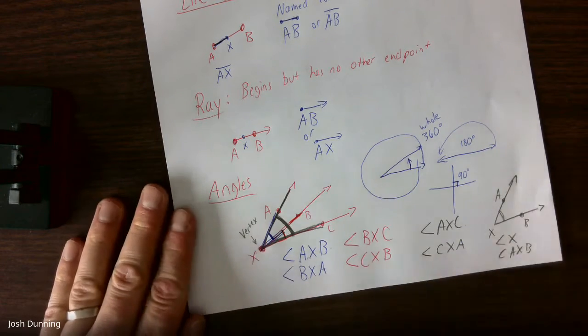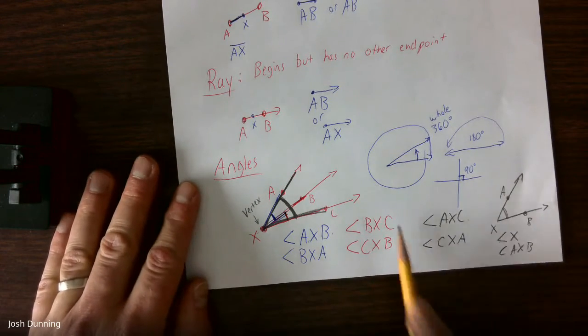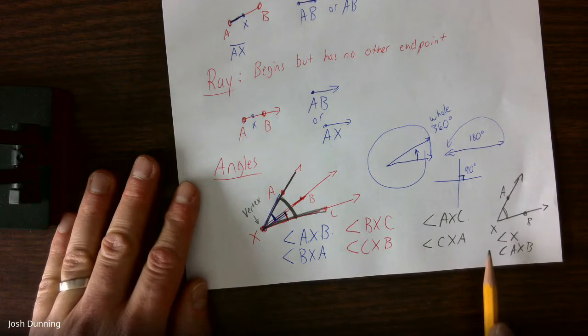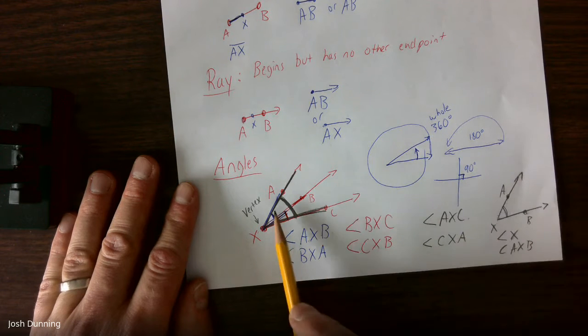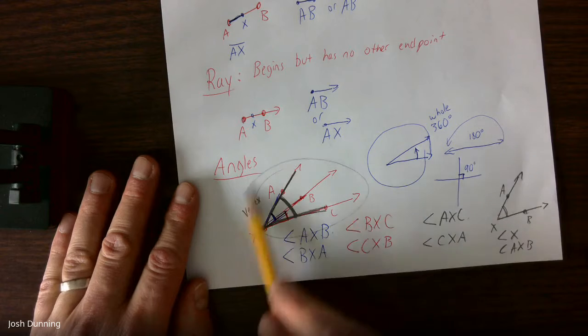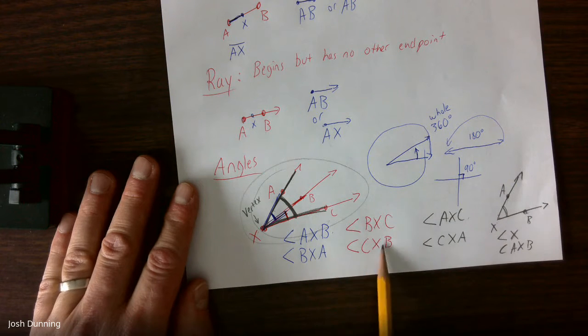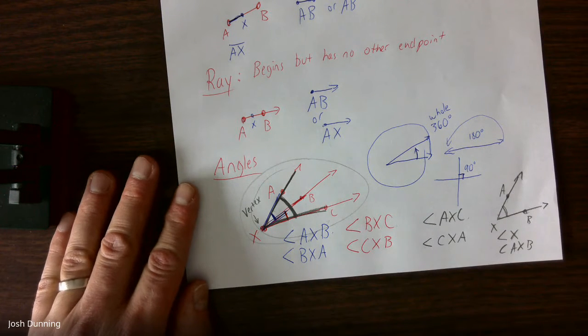The angles here, this is the most important part of this little quick lesson. If there's only one, you can get away with naming it by the vertex, the one letter in the corner. Or you could do the three letters, AXB. If there's more than one possible angle in the diagram, you have to use the three letters because it's unclear.